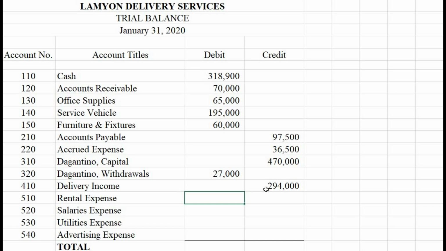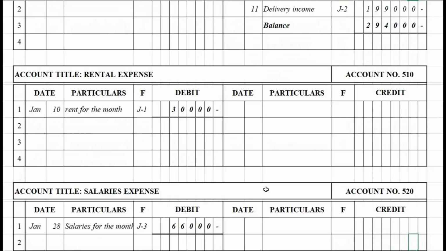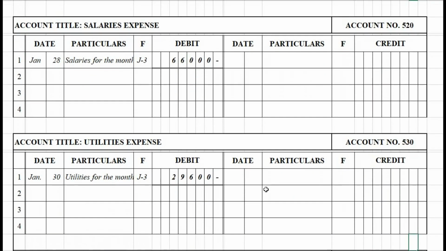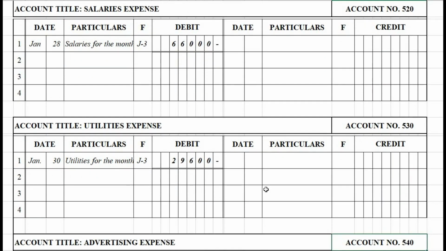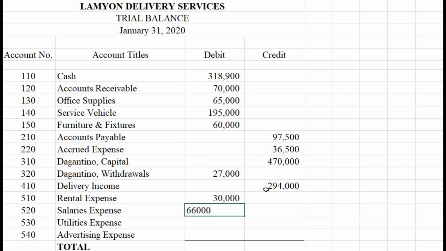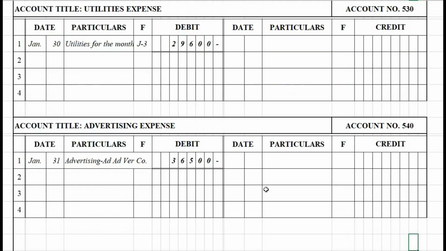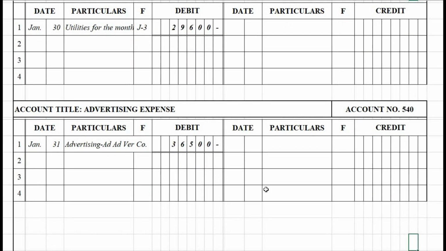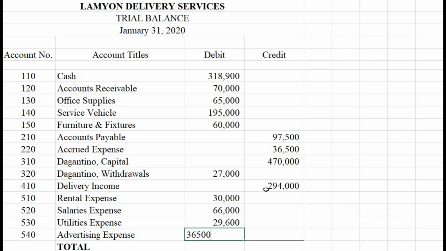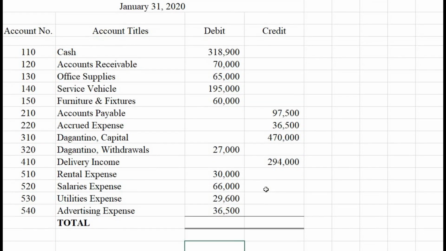And then, if I remember it right, rental expense is 30,000. Tapos, yung salaries, tingnan natin. Salaries expense ay 66,000. Utilities expense ay 29,600. Lastly, your advertising expense amounts to 36,500. So, naka-debit tayo dyan. Okay? So, ito na yung ating mga balances.